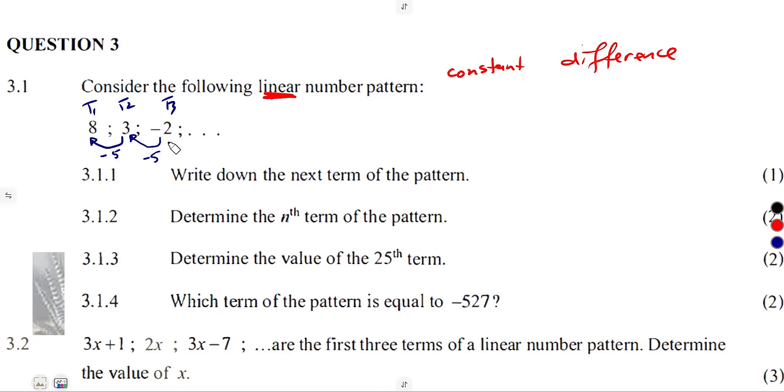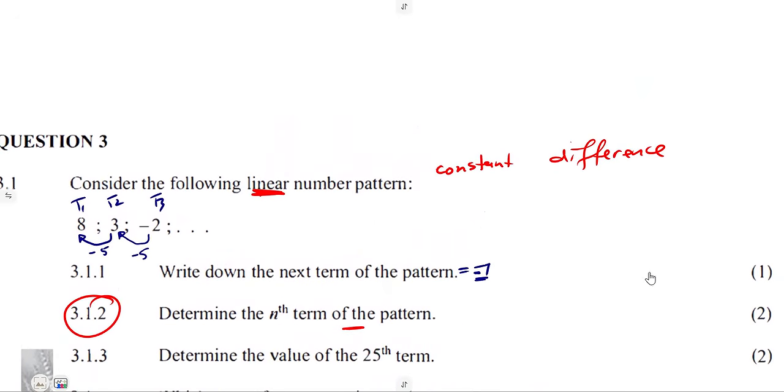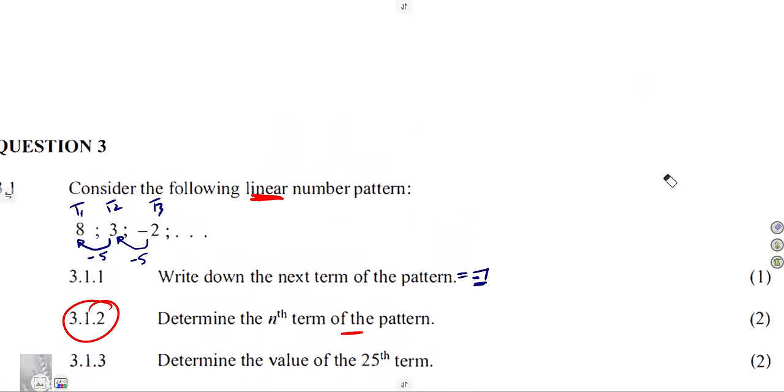So the question on 3.11 was to determine the next term of the pattern. So from minus 2, we just have to add the constant difference of negative 5. So that was going to be negative 7. So just add the difference there. Then determine the nth term of the pattern. So the nth term, guys, from our grade 9 mathematics, where there is a constant difference, we said we can determine our Tn as dn plus c, where d is that constant difference, which we said is negative 5. So that's negative 5n plus c.